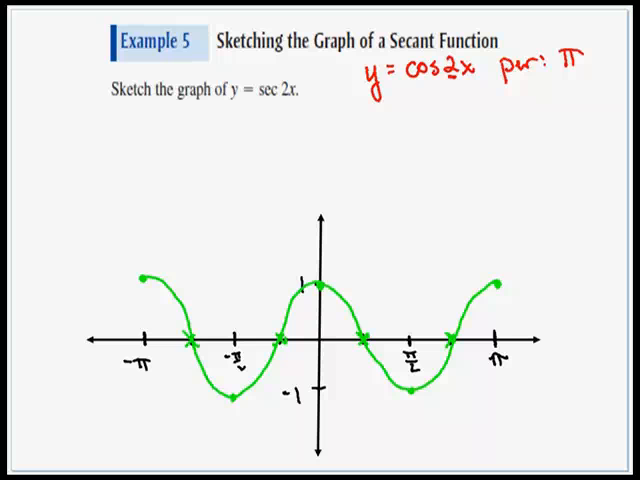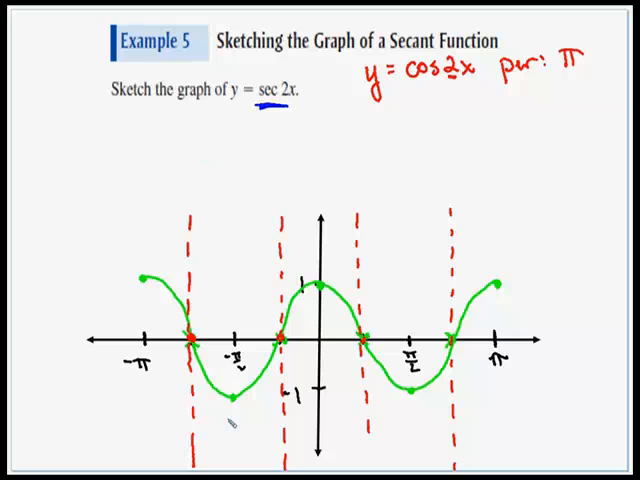Okay. Red for the asymptotes. Wherever we cross the x-axis will be an asymptote at these quarter pi radian marks. Okay, and for the actual secant graph, from this minimum value we'll have a parabola opening down. From this max, a parabola opening up. And from this min, a parabola opening down. There's our secant of 2x graph in blue.